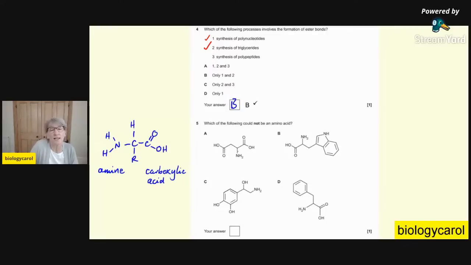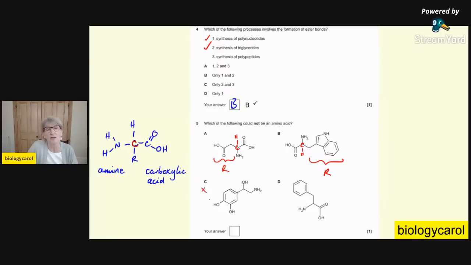So A, I've got my amino group or amine group here. Here's your central carbon. The skeletal formula doesn't show you every hydrogen, so there would have been a hydrogen here because every carbon has to have 4 bonds, 1, 2, 3, 4. But we have got a carboxylic acid group here, and here is the R group. B, here's my amine group, here's my central carbon, I'd have a hydrogen here, here's my carboxylic acid group, here is my R group. So B is an amino acid. C, I've got my amine group, but I've got no carboxylic acid group.